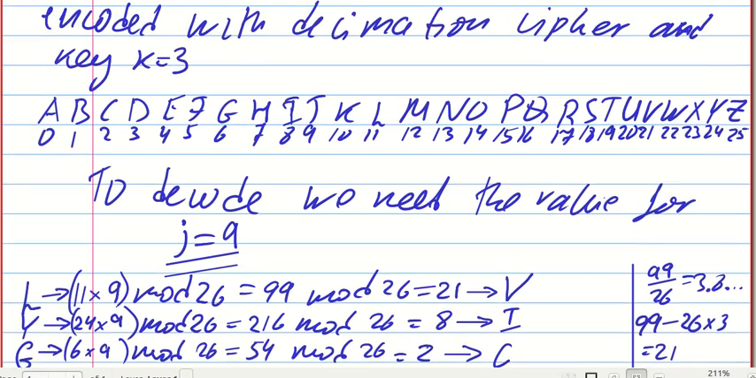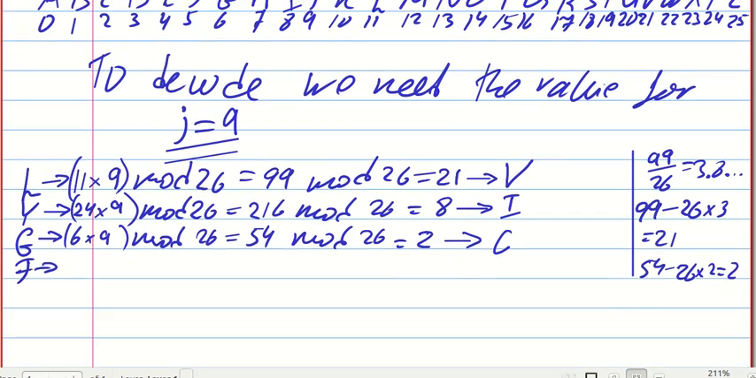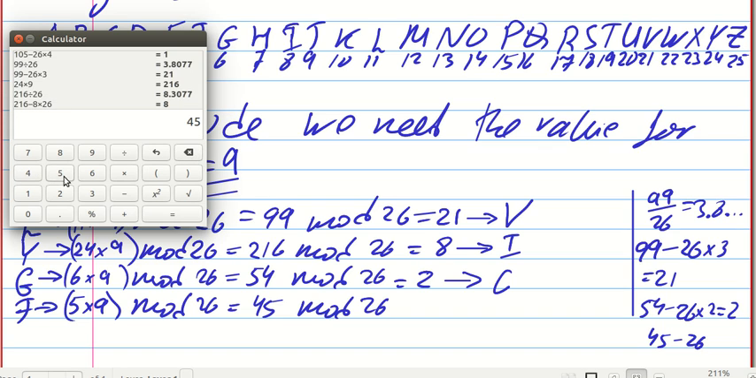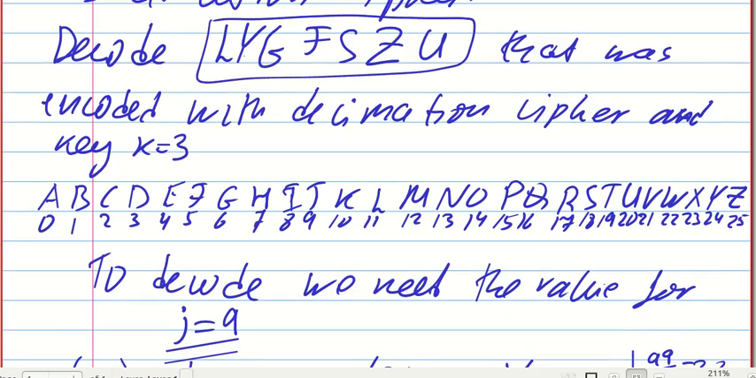The next letter we need is F. So to get F, we'll look it up. F is 5 times 9 mod 26. So it's 45 mod 26. So it's 45 minus 26. So we do this out. So it's 19. So we get 19. And 19 in the alphabet is T. Right? Couple more letters left. S.